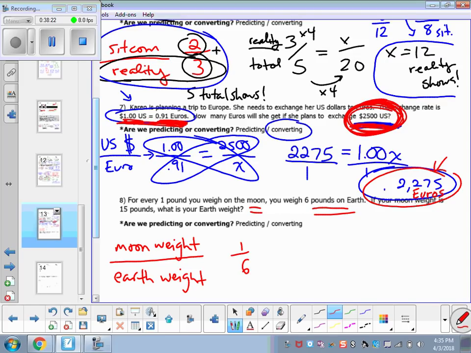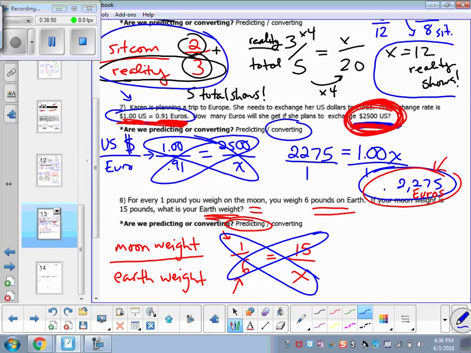That should make sense. On Earth, if you're 6 pounds, that's heavier. On the moon, it's only going to feel like 1 pound, which means you're going to float and bounce around a little bit. Now we are going to predict what our Earth weight would be, down here in the denominator, if we have a moon weight of 15 pounds. Same idea: cross multiply and divide. 15 times 6 is 90. When we divide by 1, we're still at 90. So we get 90 pounds. Now 90 pounds where? This would be on Earth.